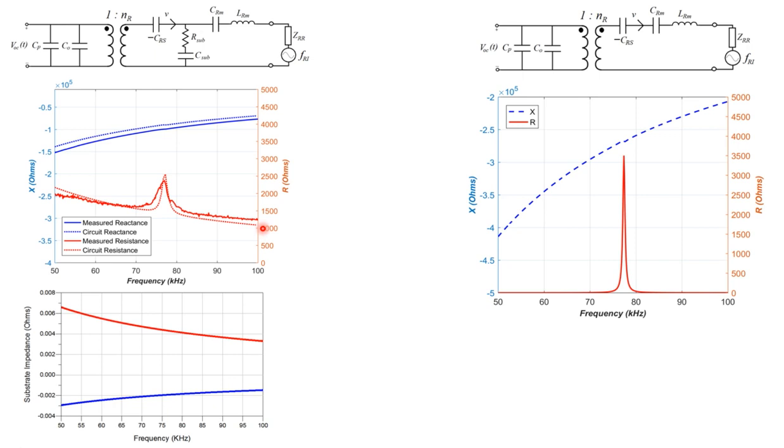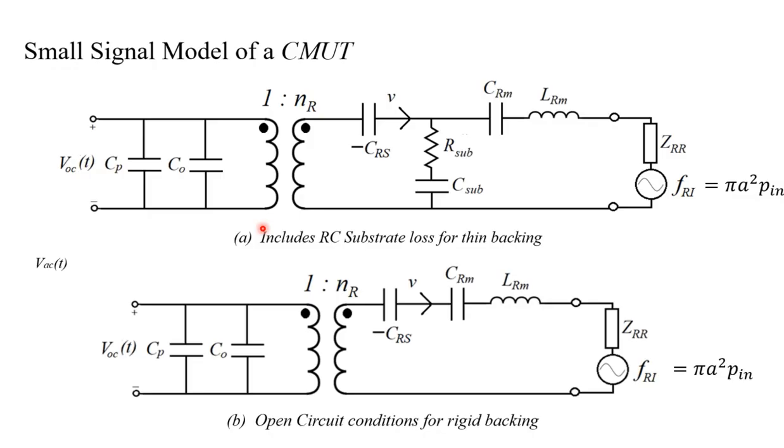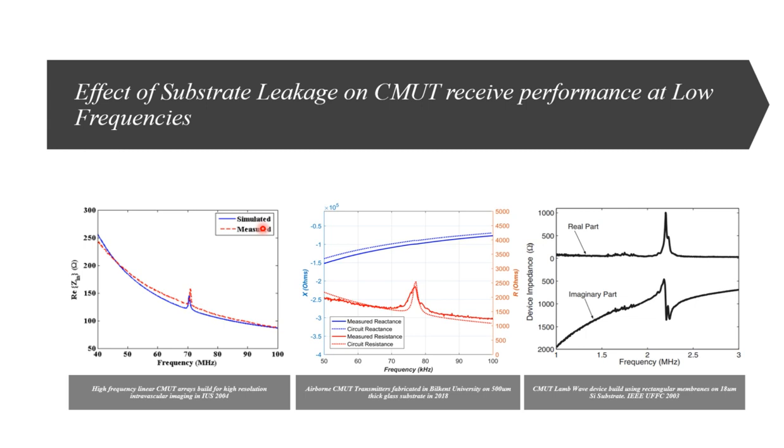And I think I've talked more about this in my previous videos, so I'm not going to waste any more time. You can go and have a look at the previous videos, but this kind of trend has been reported in the CMUT literature for CMUTs having thin substrates. For example, this was presented at the 2004 IUS conference, and they also observed a similar trend for very high frequency linear CMUT arrays that were built for high resolution intravascular imaging. They reported a similar trend of baselines, and these baselines were suggestive of the loss to the backing in the form of dispersive elastic waves.